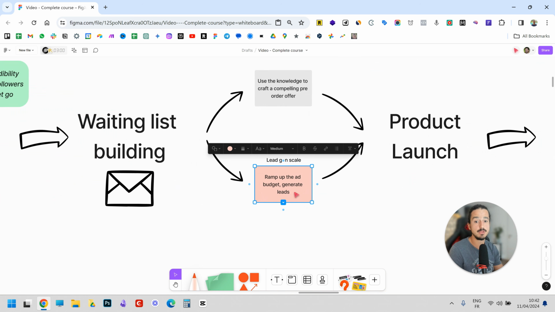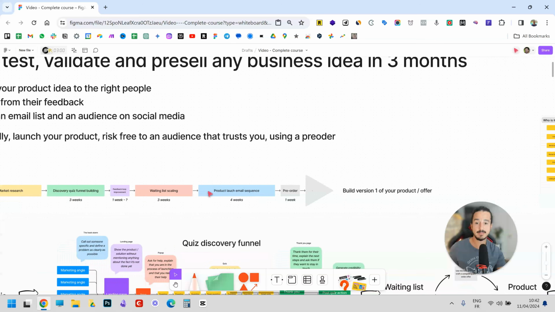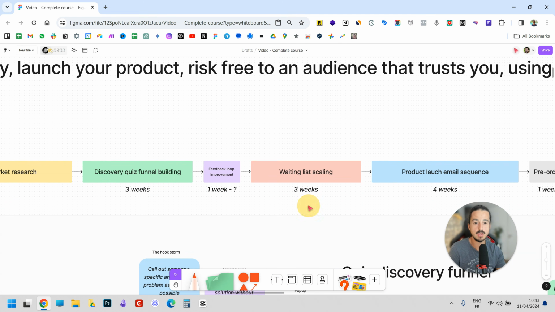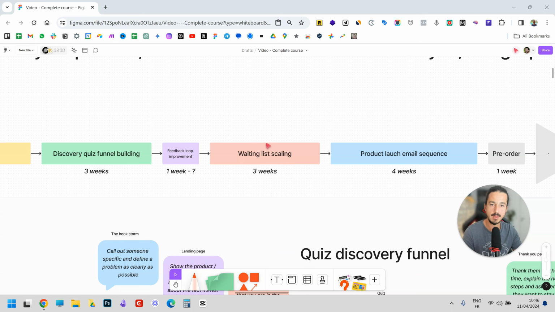And you ramp up the ad budget to generate leads for as long as you want, as much as you want. Knowing that here, I count about 3 weeks. You don't want too big a budget, either. You want to continue spending an average of like 20, 30, 50 euro per day to generate leads over a time period of like 3 weeks, maybe 1 month. Then you stop. Then you have your waiting list and you want to go to the next step.